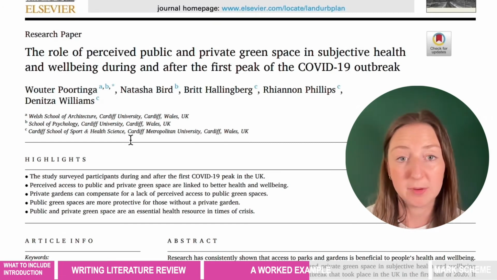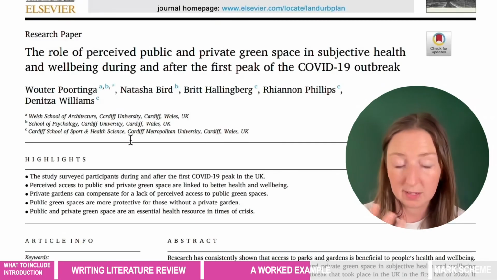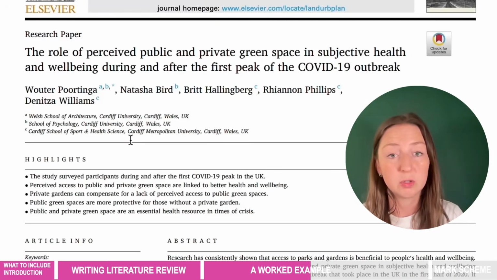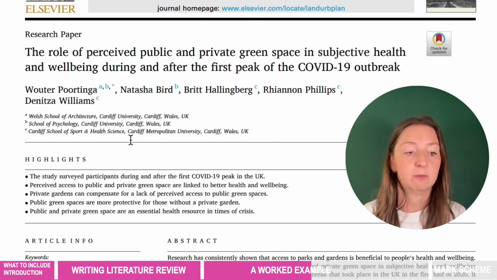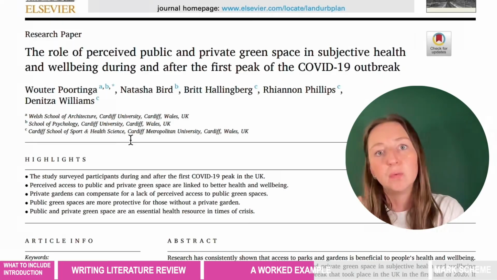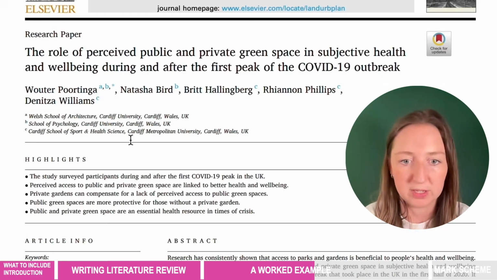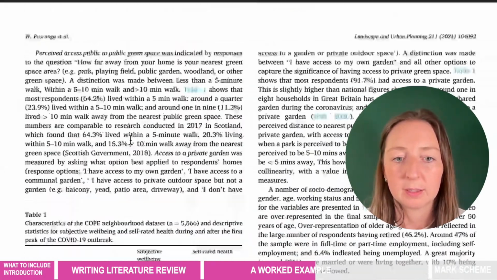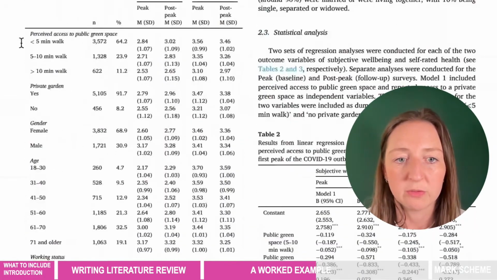And this one was really great because it talked about a few things to do with public and private space. It also talked about how people who live 5 minutes walking distance have a different level of well-being compared to people who live over 10-minute walking distance from green spaces. These are the results which are shown here.